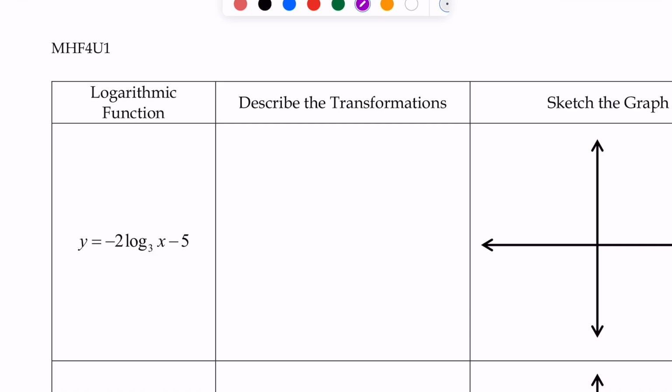The first thing I'm going to talk about is that negative that's on that 2. That's going to be a reflection over x. The 2 is going to be a vertical stretch by factor 2. And then the negative 5 on the end there is going to be down 5 units. Okay, I'll say it again, please use the correct terminology on a unit test, but just to make this video go faster, I'm going to say it like that.